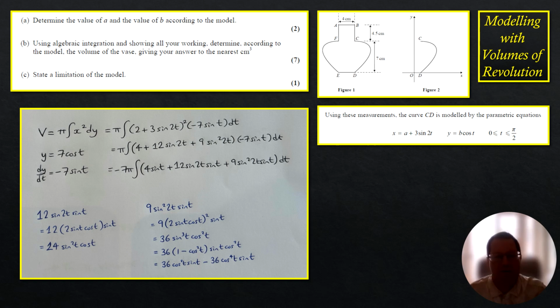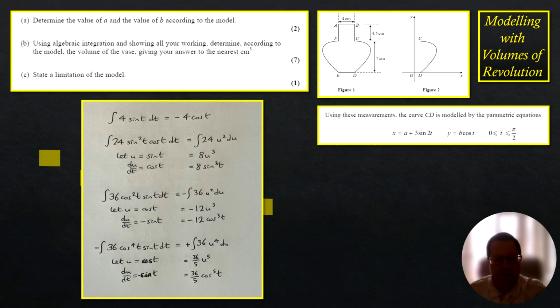And then we end up having to integrate 4 sine t plus 12 sine 2t sine t plus 9 sine squared 2t sine t. And then in blue underneath, I have expanded 12 sine 2t sine t and 9 sine squared 2t sine t to put them into a form where I can then integrate them. So in the first case, I've got 24 sine squared t cos t, so I can substitute for sine t. And in the second case, I've got 36 cos squared t sine t minus 36 cos to the 4 t sine t. In both cases, I can substitute for cos.